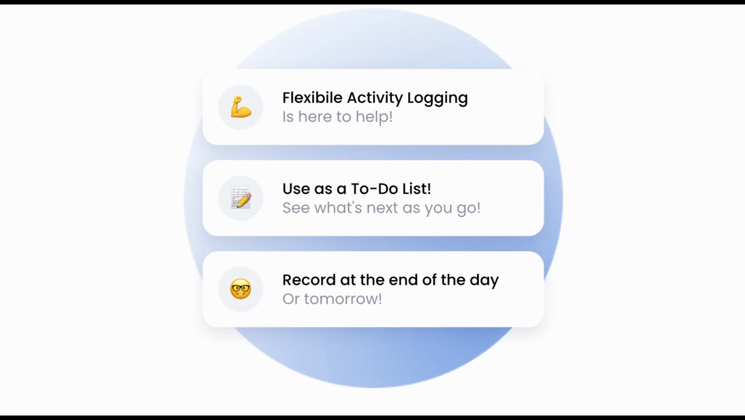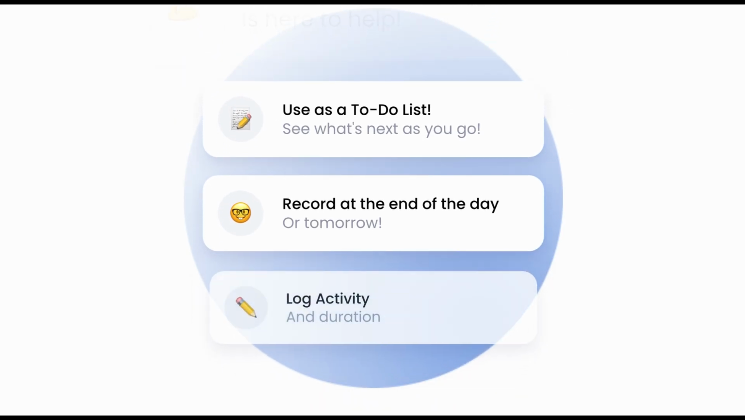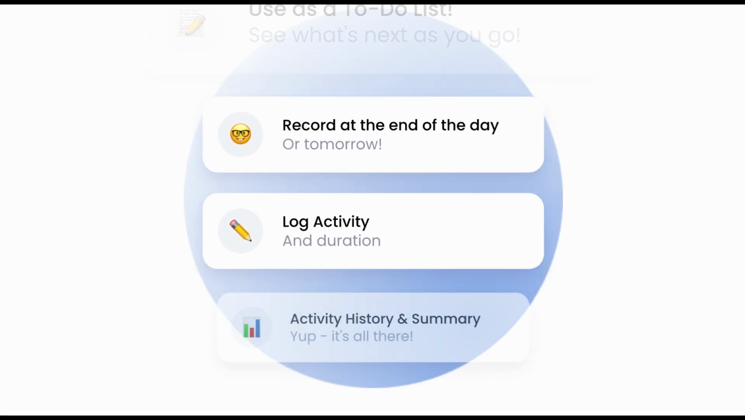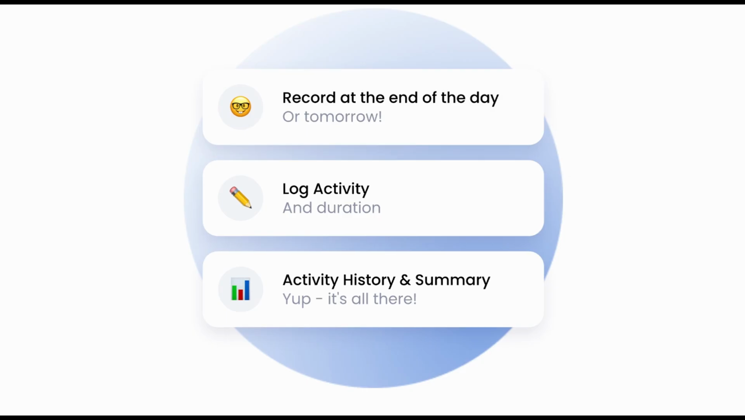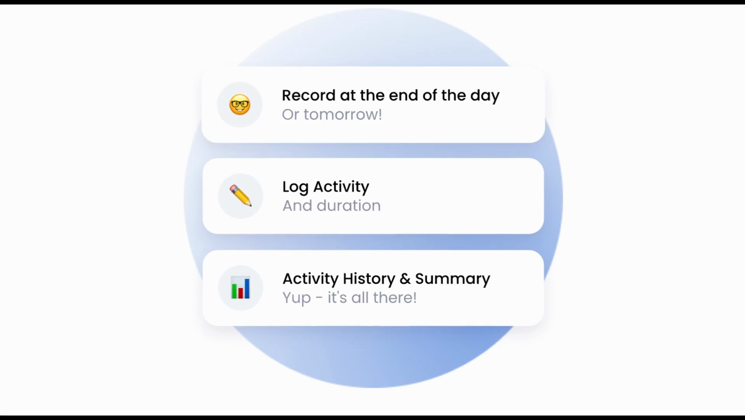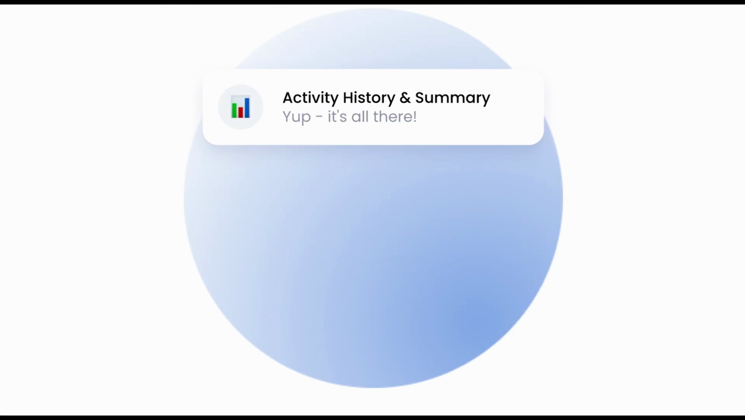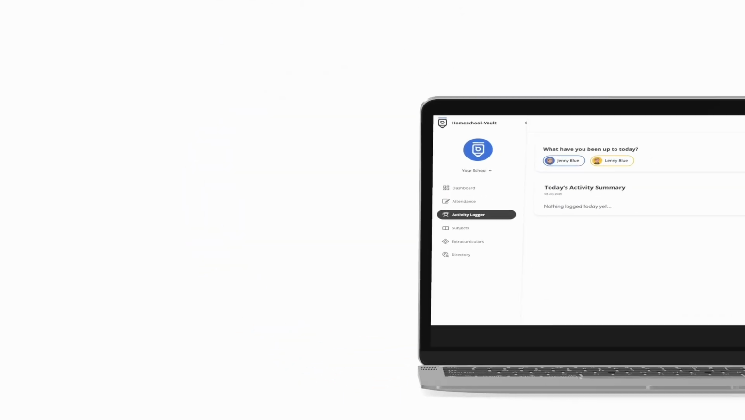The activity logger is designed to be flexible in supporting you run your homeschool. So if you are the type of homeschooler who likes to check things off as you go along, you can use the activity planner as your daily to-do list and record things as you go along. Or if you don't even get enough time to have a warm cup of coffee during the day, you can log your activities at the end of the day. Tutorials generally work better when you follow along, so get yourself logged in and we'll do this together.